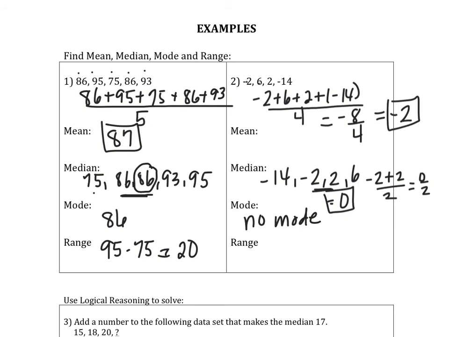The range is subtracting your smaller number from your larger number. So it's 6 minus -14. So that is going to be, turn those into positives, 20. So the range is 20.